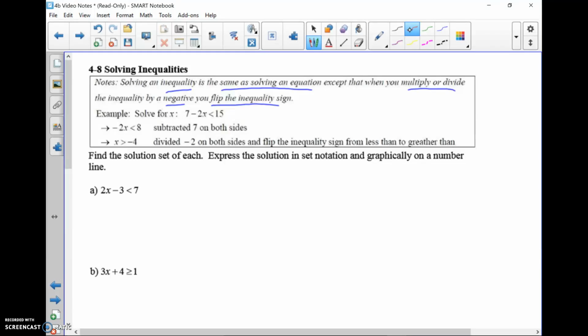But really the biggest difference is instead of getting something like x equals 4, where I have an answer of 4, I might get x is greater than 4, where I have answers of 5, 6, 7, 8, 9, 10, 11, 12, and so on. All the numbers greater than 4.